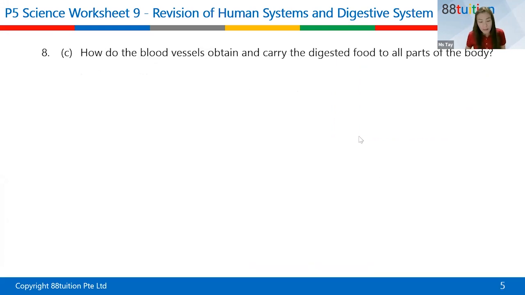Now, next part. Part C now. How do blood vessels obtain and carry digested food to all parts of the body? How does it happen? Okay. Remember in the small intestine, the digestion is completed, right? So the small intestine is also where the digested food actually goes into the bloodstream. But how does it happen? You need to talk about how it actually goes into the wall of the intestine and then goes into the blood. How do you write it down?